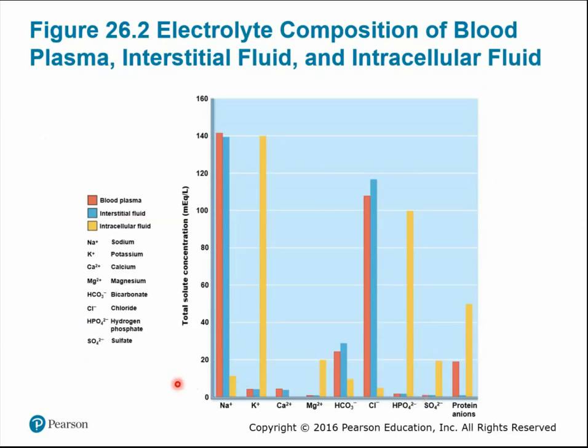So this is just showing relative amounts of different components of our body fluids, right? As you see, sodium is by far the most abundant, the most prevalent in the blood plasma and in the intercellular fluid, or interstitial fluid. Okay. Potassium is more prevalent in the intracellular fluid, right?